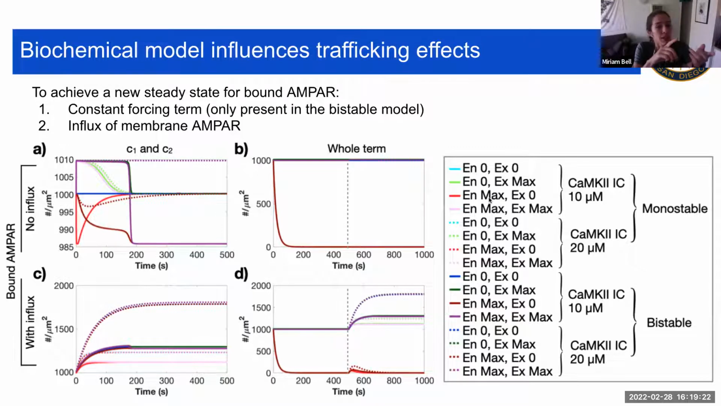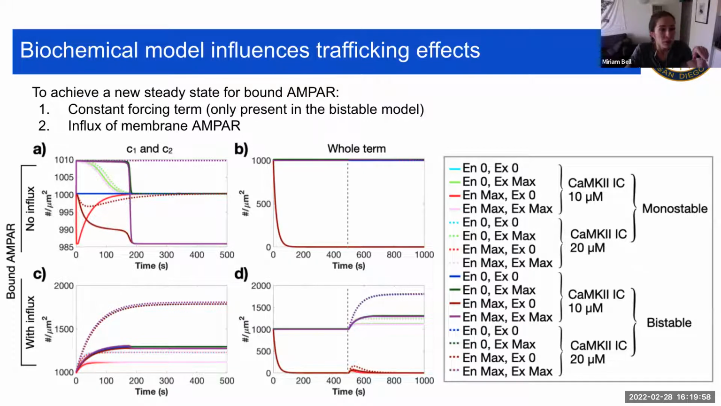Therefore, in order to achieve a new steady state for AMPAR, we need one of two different ways to achieve this, essentially. You either need a constant forcing term, say elevated CAMK2 or PP1 in the bistable model, or you need an external influx of AMPAR. So the bistable model has a constant forcing term. So even without influx, it can achieve a new steady state, as you can see here in panel A. And it's actually interesting to note here that you can achieve long-term potentiation, which is an increase in AMPAR, or you can also achieve long-term depression, which is a decrease in AMPAR.